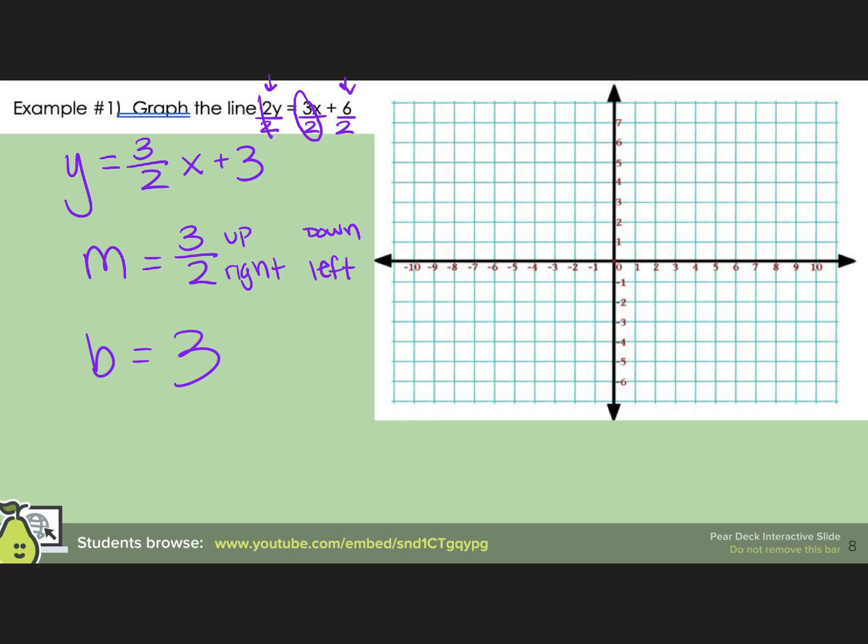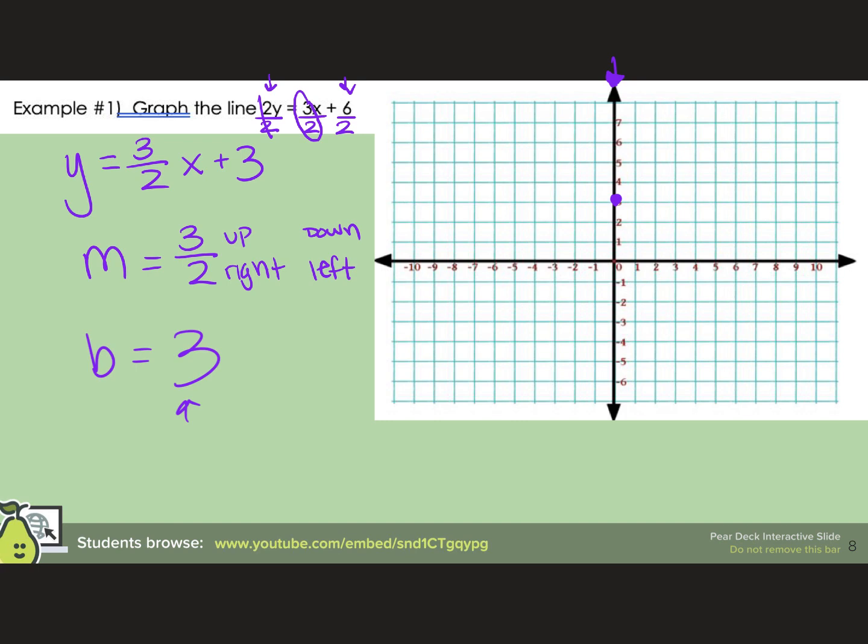Step 2 says put the y-intercept on the graph. This is the y-axis. My y-intercept is positive 3. So I'm going to go to positive 3 and put a point. Just practice doing that. If you can't remember everything else, just practice. Where do I start? And then we'll build up to everything else.